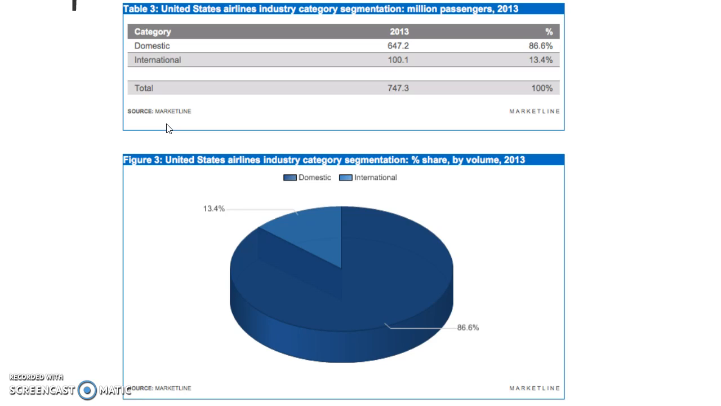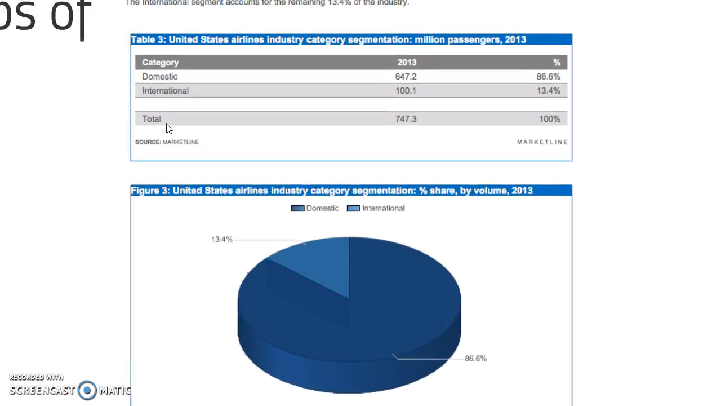87% basically of the revenue from the flights in the airline industry were domestic flights, while only about 13% were international. Okay.